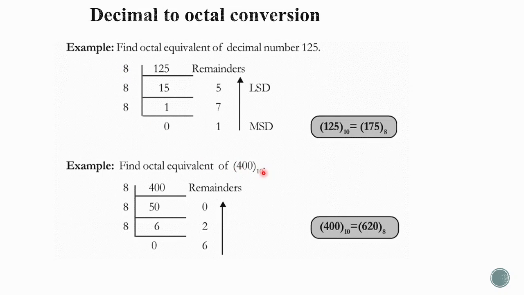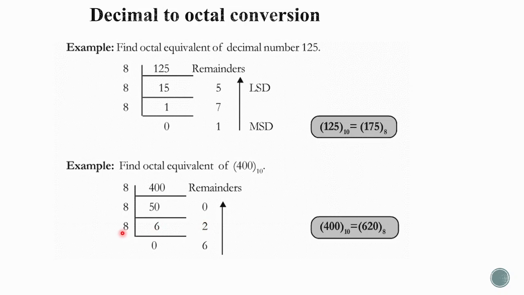Find the octal equivalent of 400. To convert this 400, first we divide it by 8. We will get 50 as the answer. 50 into 8 is equal to 400, so the remainder is 0. Then again divide 50 by 8. We will get 6 as the whole number and 2 will be the remainder.